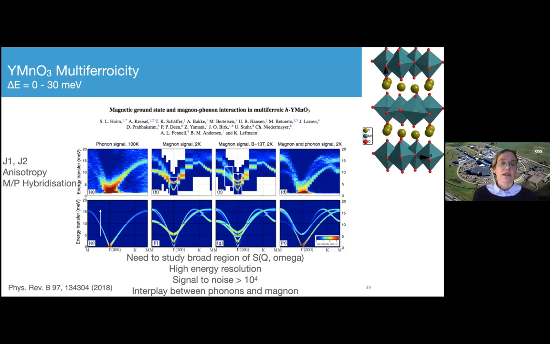The other thing I would like to point out here is the energy scale. Here we have an energy transfer up to 20 millielectron volts. Those are quite low energies and are difficult to achieve with X-rays. Certainly the energy resolution that you need to perform these measurements.